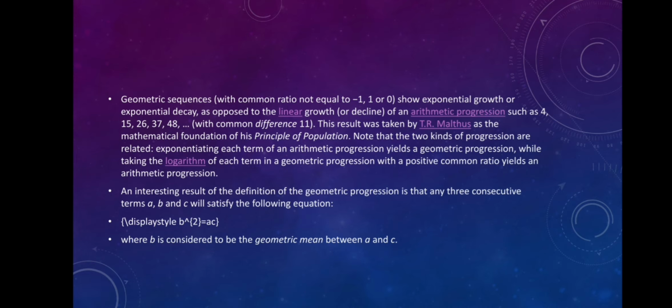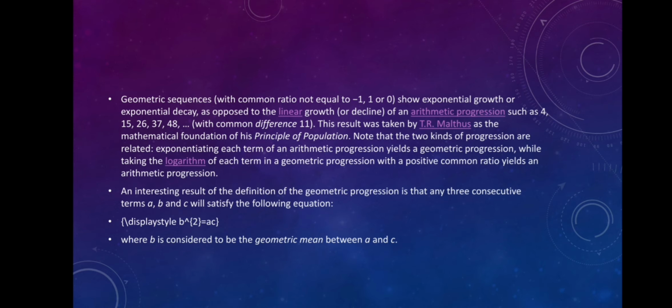Note that the two kinds of progression are related. Exponentiating each term of an arithmetic progression yields a geometric progression, while taking the logarithm of each term in a geometric progression with a positive common ratio yields an arithmetic progression.